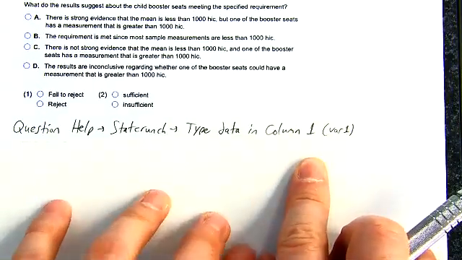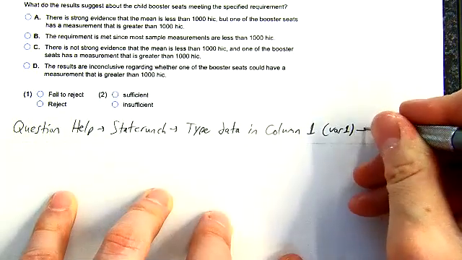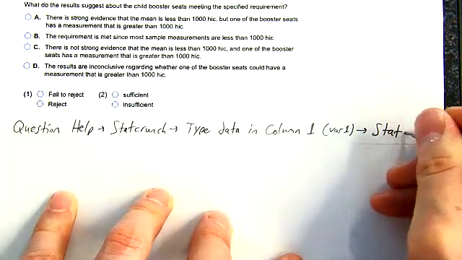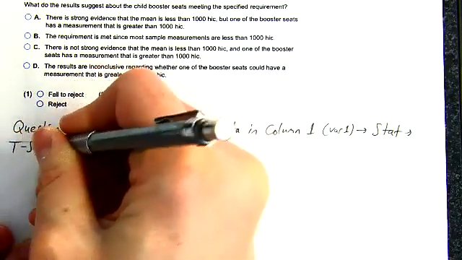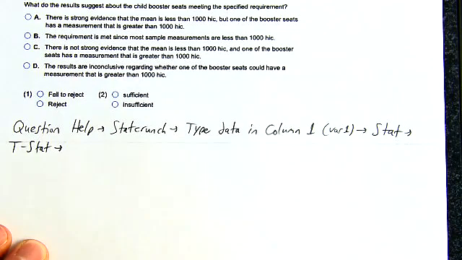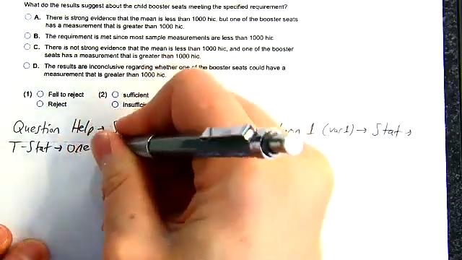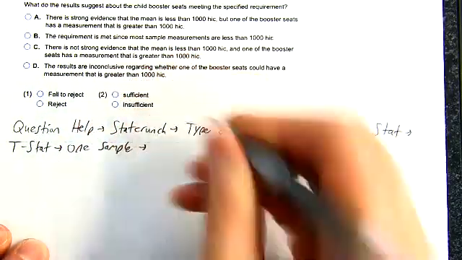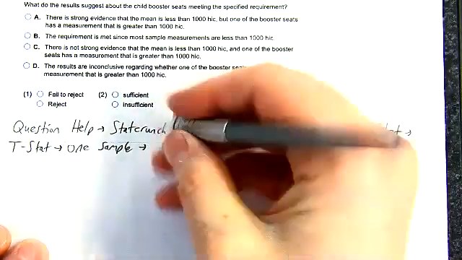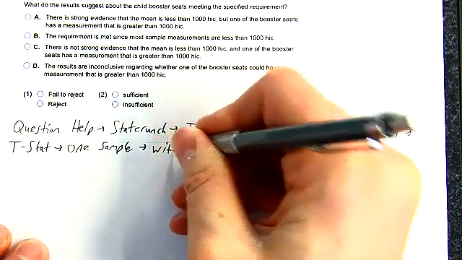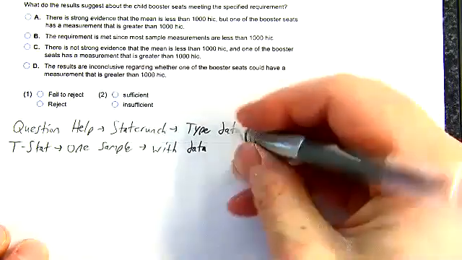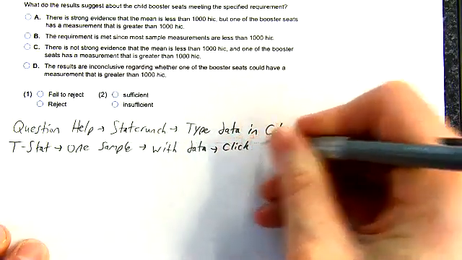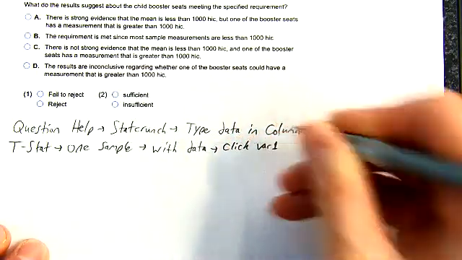Once you have those typed in, then it becomes pretty easy. You'll select stat. Again, you'll select tstat. You'll say 1 sample. This time you'll say with data. So now we have the data to use. And you'll click variable 1 because that's where your numbers are stored.